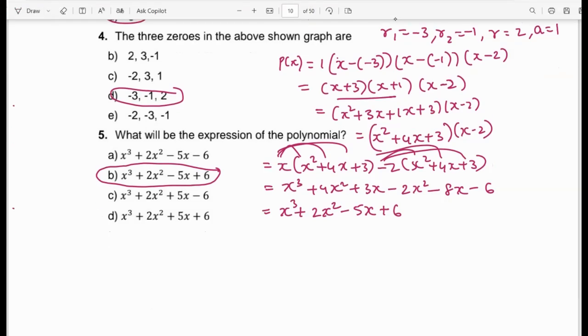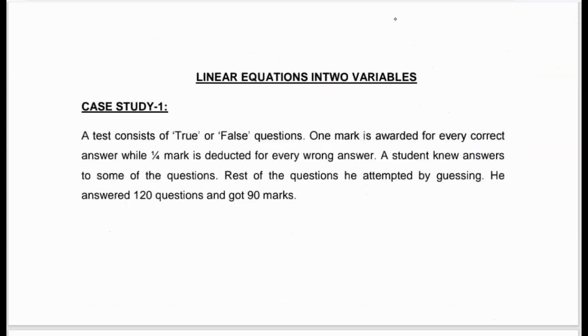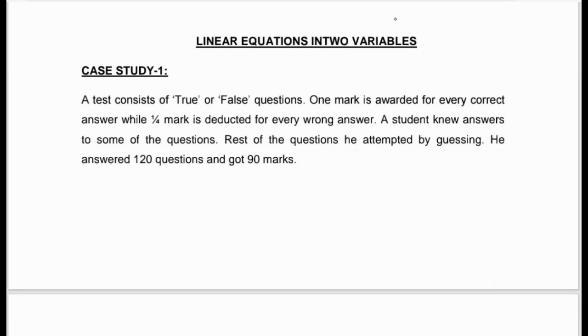So moving on to the next one, we have linear equations in two variables. A linear equation in two variables is nothing but an equation where we have x and y values. x and y are the two different variables in the equation.